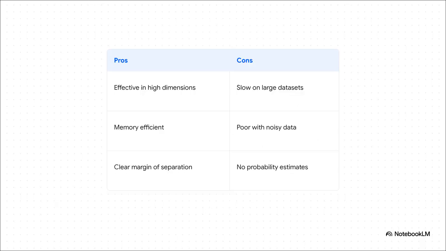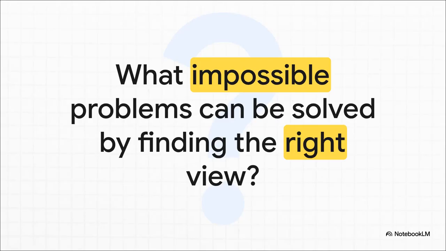So here's the bottom line. The pros: SVMs are amazing in high-dimensional spaces. They are incredibly memory efficient since they only care about those support vectors, and they're great when there's a clear separation. The cons: they can get really slow on huge data sets. They can struggle with very noisy data where the classes overlap a lot, and they don't naturally give you probability scores. And that leaves us with one final thought to chew on.